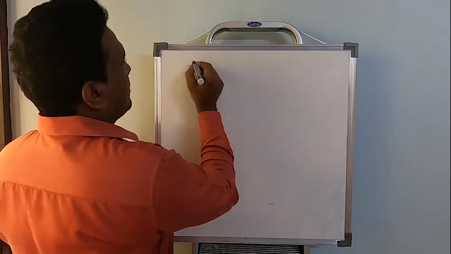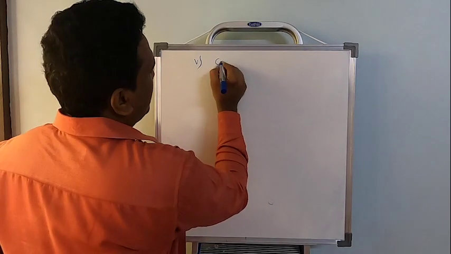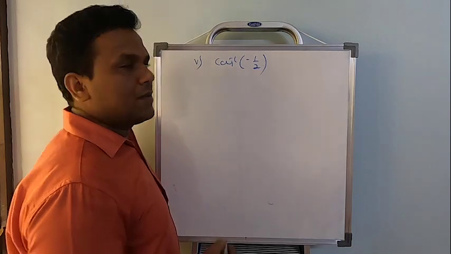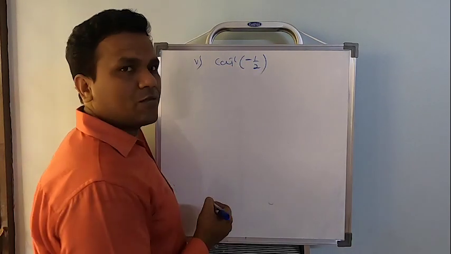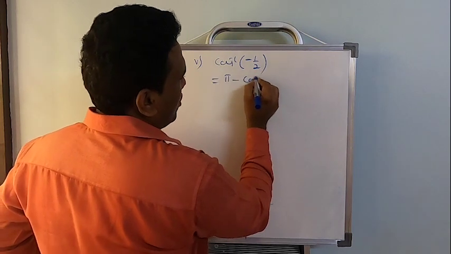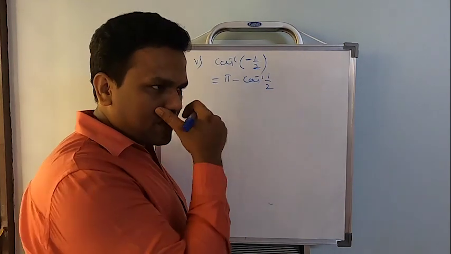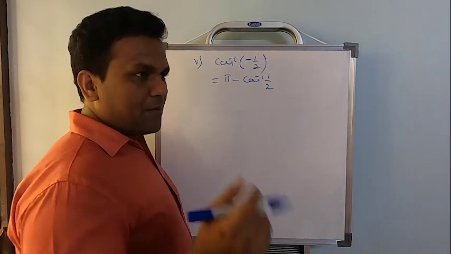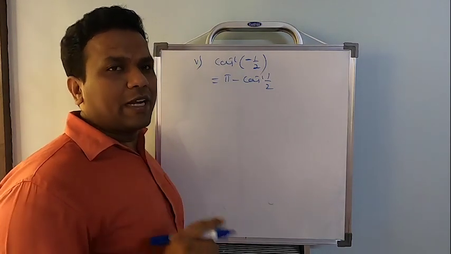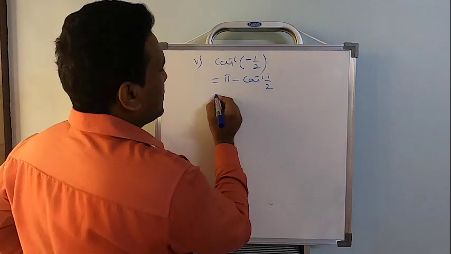Problem number 5 is given by cos inverse of minus half. What is cos inverse of minus half? Simplification starts from the negative sign. So cos inverse of minus half is pi minus cos inverse half. Use the property cos inverse of minus x equals pi minus cos inverse x. I will just repeat once again. Throughout this chapter, your first importance should be given to the negative sign. Simplification starts from there.